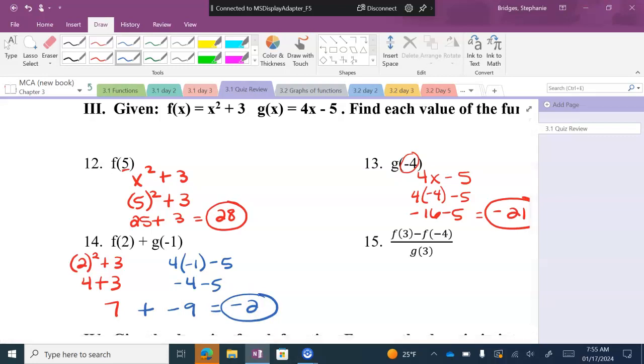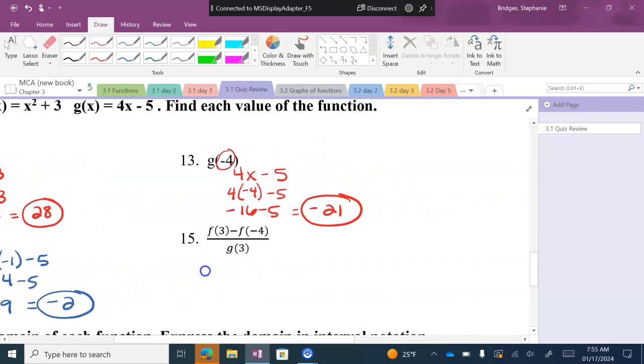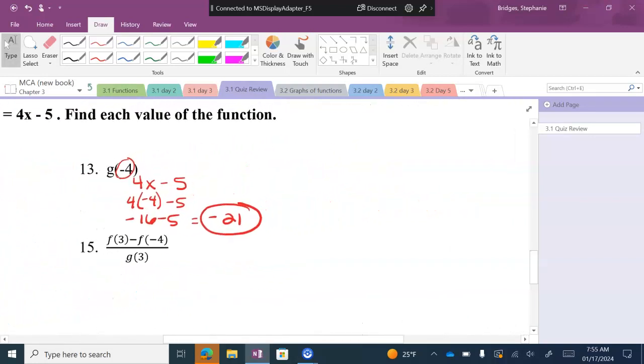Everybody okay with that one? All right, and then the last one, 15, not the last one, but in this section. We got to find f of 3, then f of -4, and then g of 3. So I'm going to start with 3. Again, everywhere there's an x, I'm putting in a 3. X squared plus 3 gives me 9 plus 3, which is not 11, 12. So that's going to go in place of f of 3 right here. Then we're going to do f of -4.